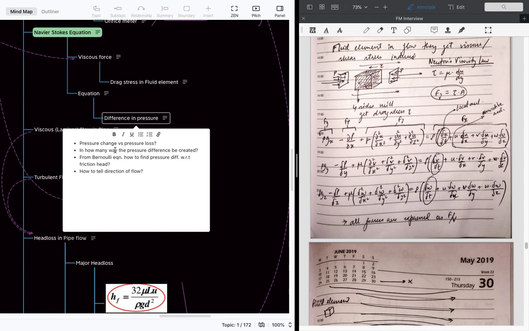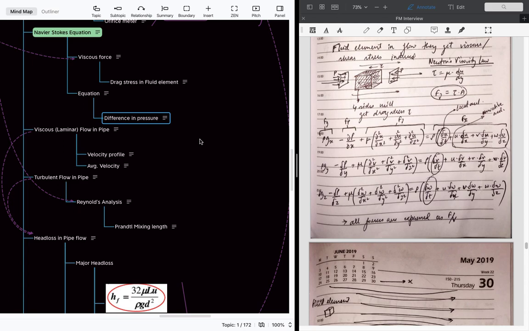So pressure change versus pressure loss. We have discussed this already. As we discussed, pressure change is due to the area change, and pressure loss is due to the head loss. In how many ways can the pressure difference be created? From the Bernoulli equation, how do we find the pressure difference with respect to the friction head? How do we tell the direction of the flow?